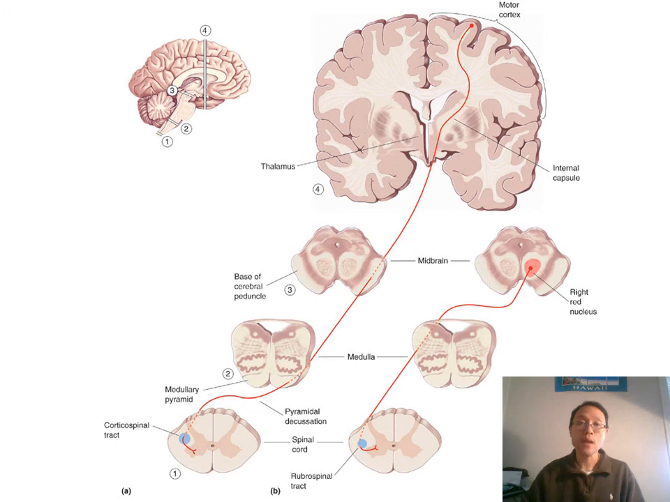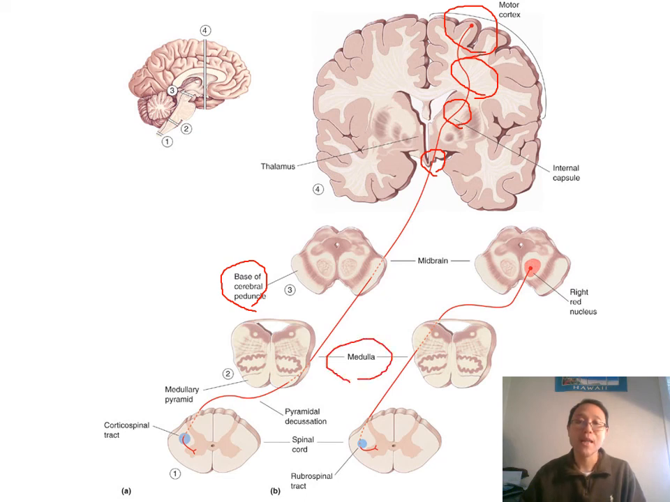Okay. Now let's take a look at the corticospinal tract. The corticospinal tract originates in M1. You can see this is going to go down through the corona radiata, and then they form part of the internal capsule, and then they go through the pons. This forms the base of the cerebral peduncle, and then they go to the medulla.